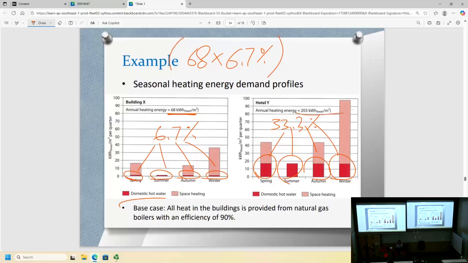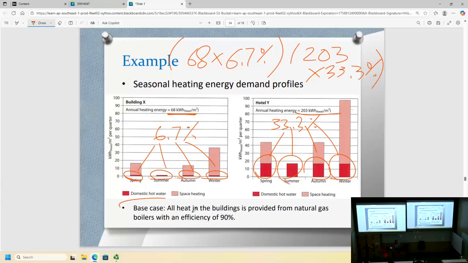And for hotel Y, 203, and then multiply by 33.3%. So once again, it is for the domestic hot water heating.